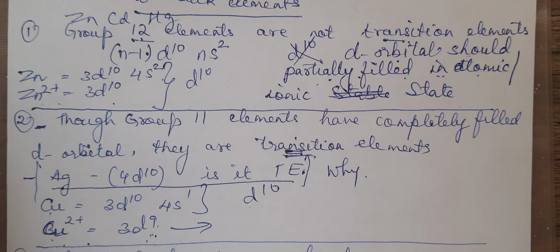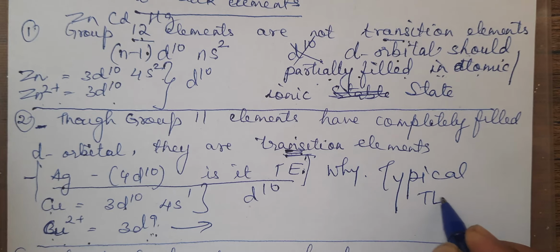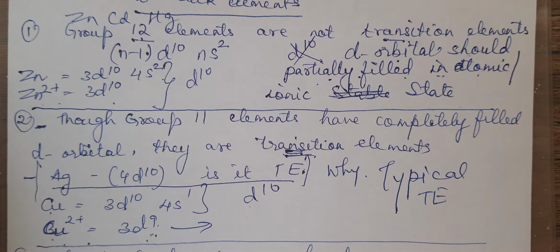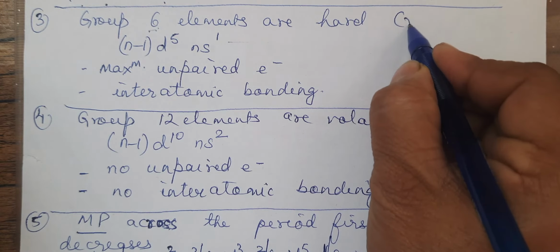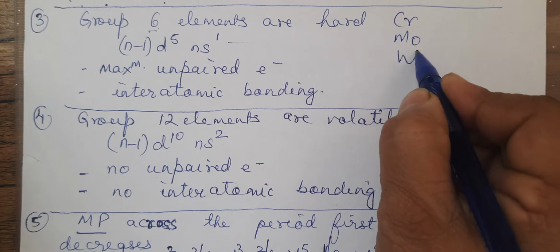So group 11 elements we also call typical transition elements because their behavior is typical. In the ionic state it is partly filled. Clear? We move on to the next question. Group 6 elements are hard. Now what is group 6? Group 6 is chromium, molybdenum, tungsten, right?